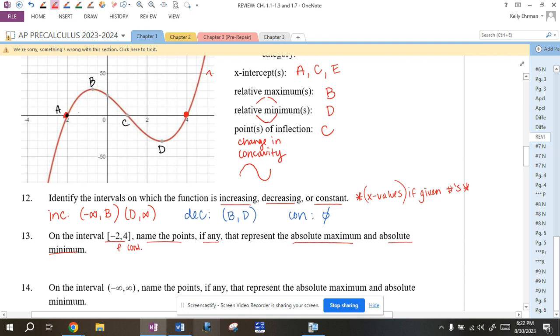Okay, so take a look on here. What is the actual highest point on the graph? Looks like it's point B. So the absolute max is going to be point B, and the absolute minimum is down here at point D.